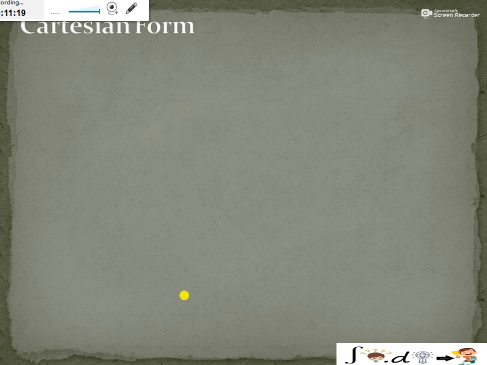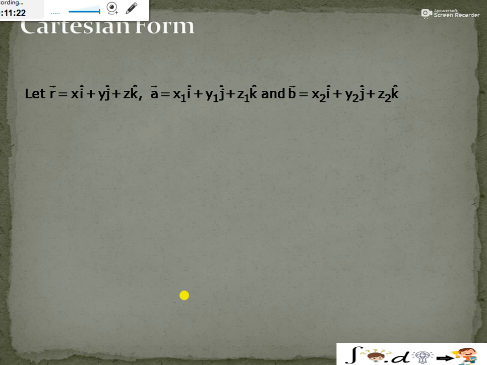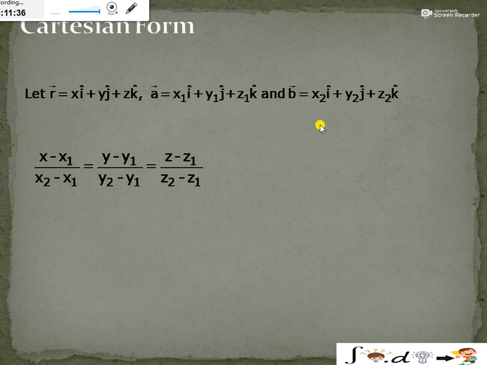And now we have to convert into Cartesian form. Here we consider vector r equals xi plus yj plus zk, vector a equals x1i plus y1j plus z1k, and vector b equals x2i plus y2j plus z2k. Then we can write this as, we have to substitute these values in the vector equation and compare the i, j, k components. Then we get (x minus x1) by (x2 minus x1) equals (y minus y1) by (y2 minus y1) and (z minus z1) by (z2 minus z1).